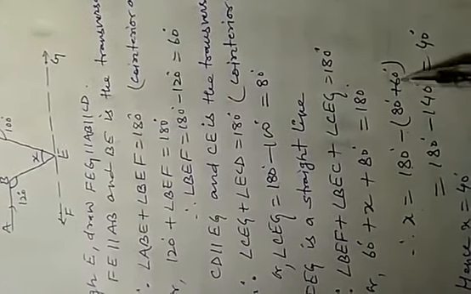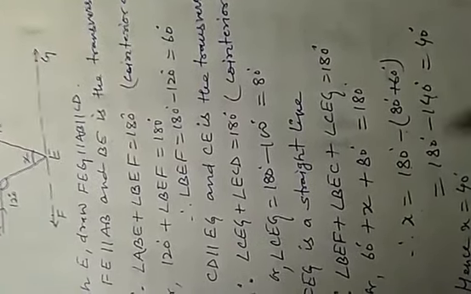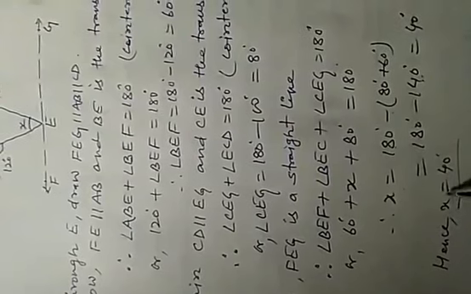Therefore, X is equal to 180 degrees minus (80 plus 60), which is equal to 180 degrees minus 140 degrees, which is equal to 40 degrees. Hence, X is equal to 40 degrees. Clear?